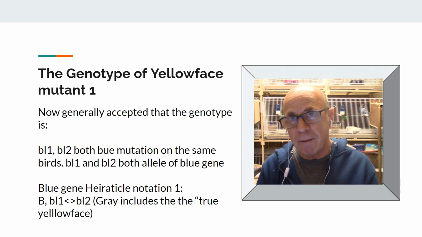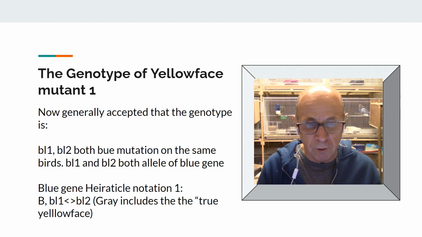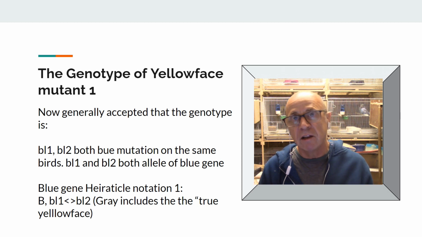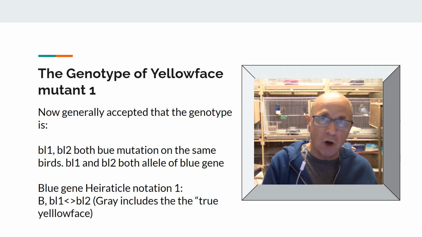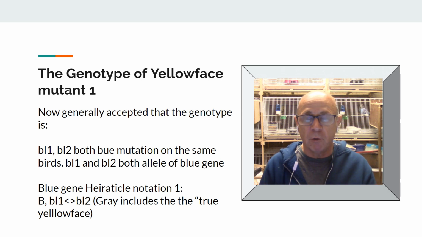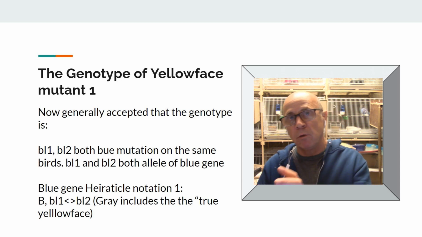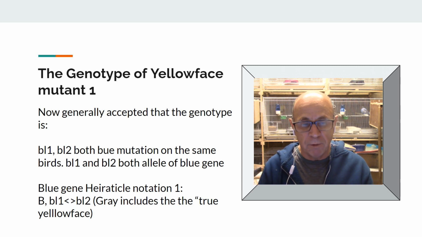So from that point of view, I will, like many other people, consider that the Mutant 1 is in fact just a different way of producing the normal blue, and as such I will from this point on refer to it as BL2. So we've got BL1, the normal blue, the first appearance of the normal blue, and BL2, which is the second appearance, or the Yellowface Mutant 1 appearance.